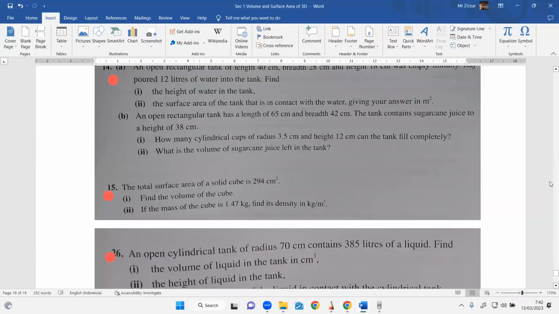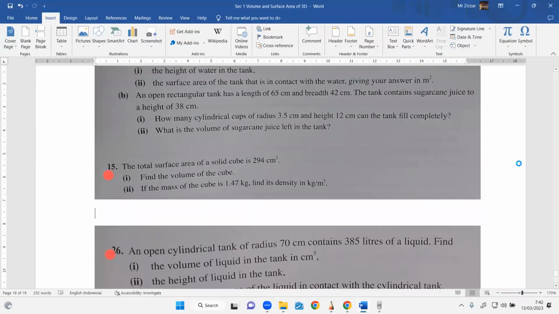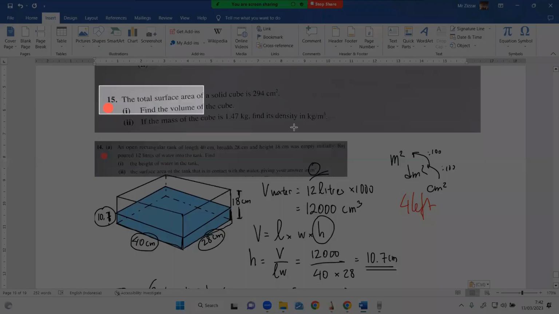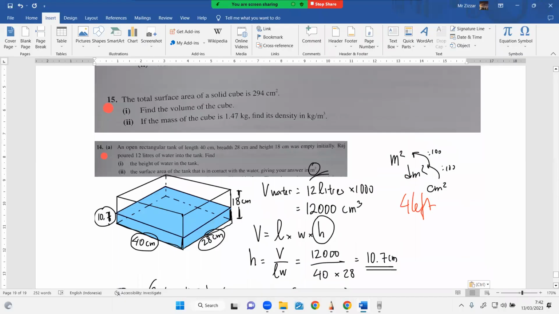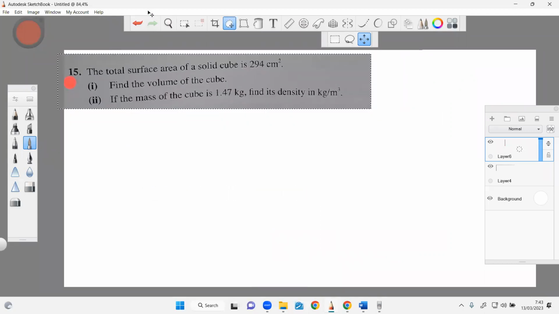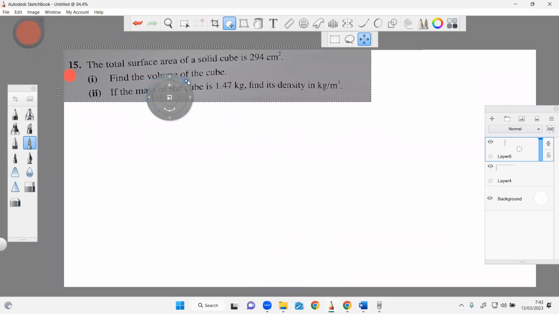Let's do the next question, 15. The total surface area of a solid cube. Be very, very careful about this. A solid cube. So the total surface area of a cube. Do you remember what is the total surface area of a cube?